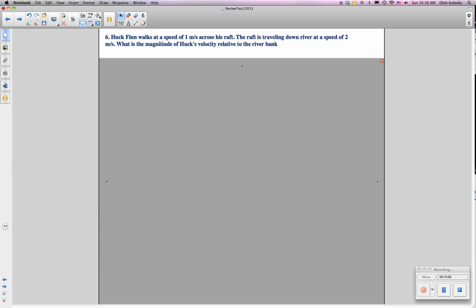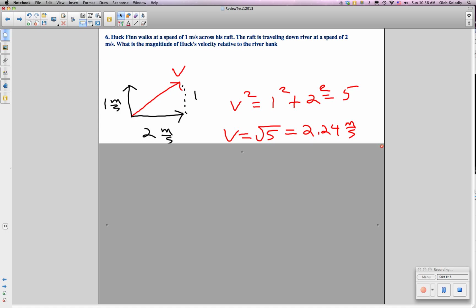A real problem is this example of Huck Finn walking across his raft. He walks across the raft at 1 meter per second, but the raft is traveling down the river at 2 meters per second. What is the magnitude of Huck's velocity relative to the river bank? Well, this is what's happening. Basically, we're adding these two vectors. 1 meter per second is his walk this way, and 2 meters per second is the way the river is going. His resultant velocity will be to the right.